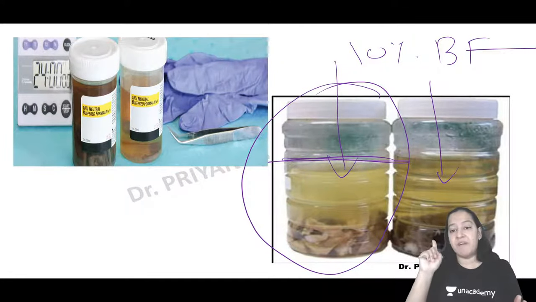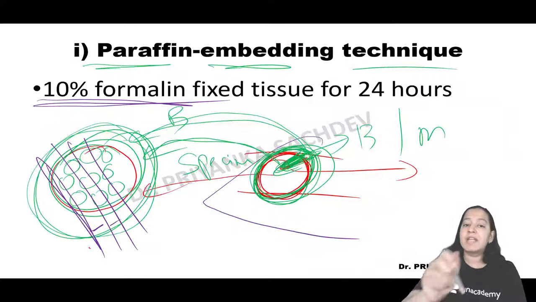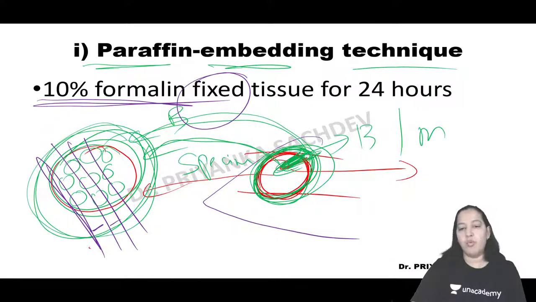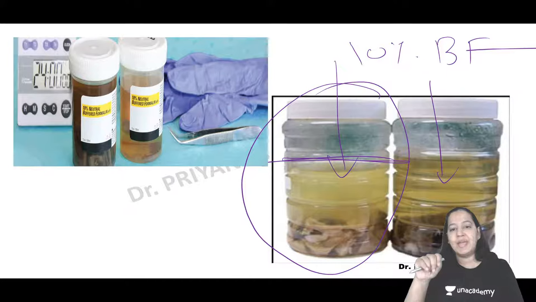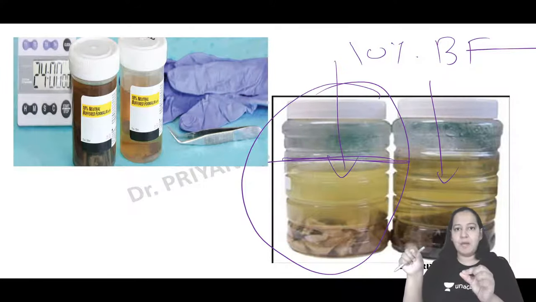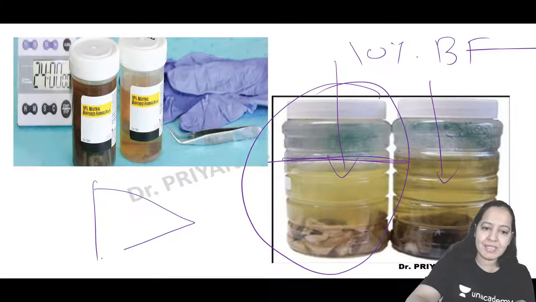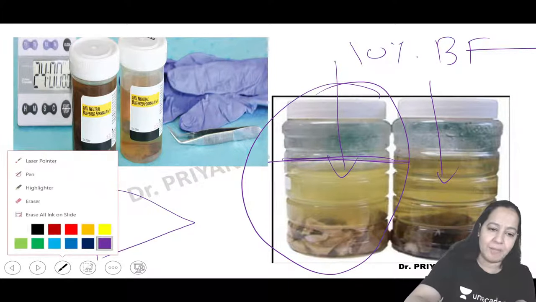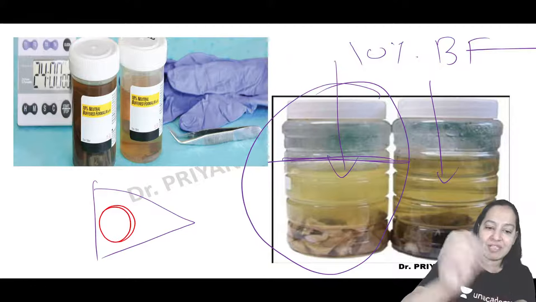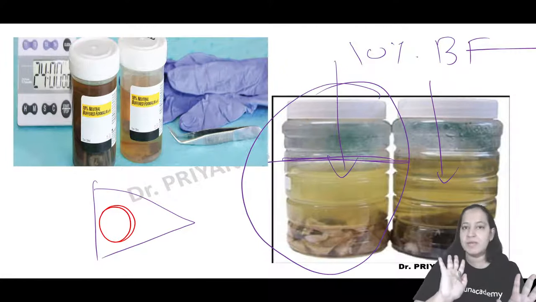So 10% buffered formalin. What is it? It is a fixative. It is fixing the tissue. Why are we using it? What is it doing actually? When cells are present inside the body, they are viable. As soon as you are cutting a tissue, this is the breast and this is the tumor inside the breast. Unless and until this tumor was present inside the body of the patient, the tumor cells are viable.